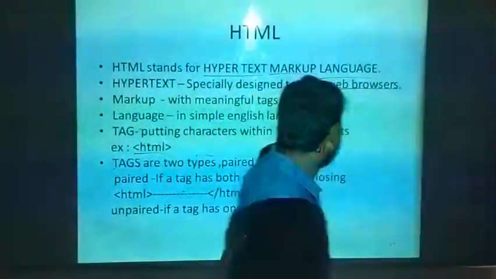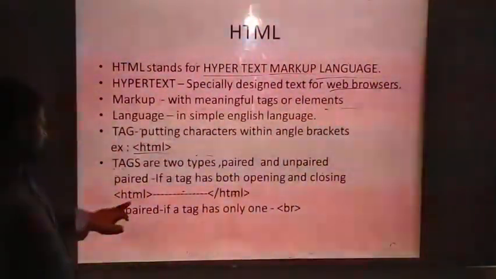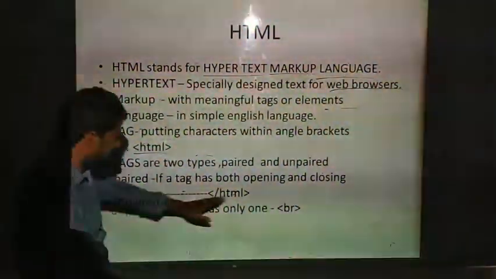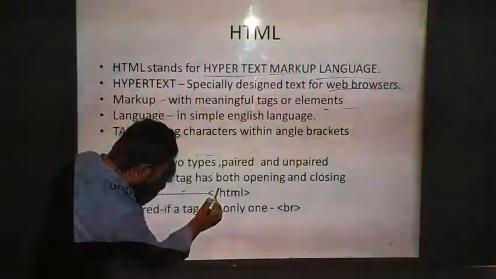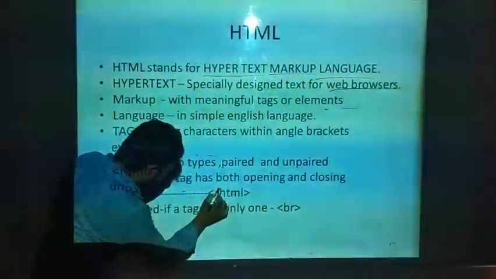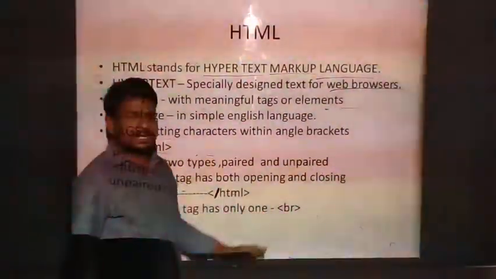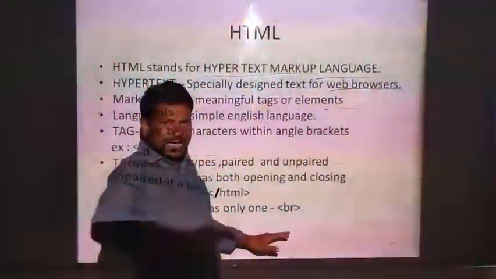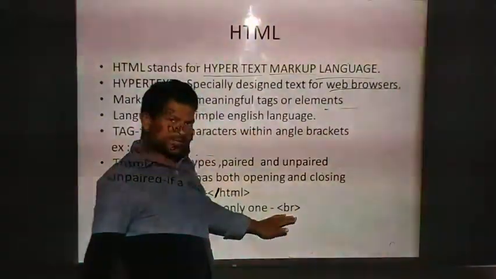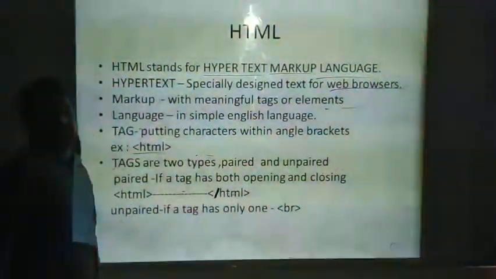Only just one tag will be there. You can see here HTML is opened and HTML is closed. By giving this backslash symbol, we are closing the tag. Unpaired means just like a break. It will break the line, it will break the paragraph like that. These are unpaired tags.